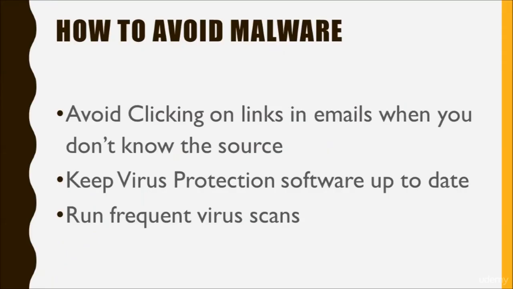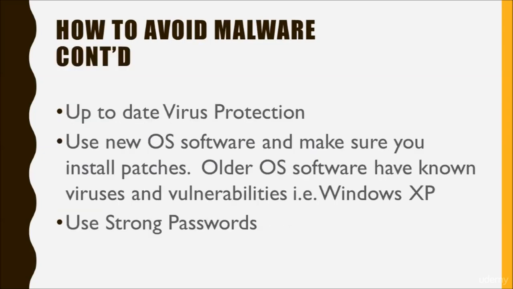How to avoid malware? Avoid clicking on links in emails when you don't know the source of the email. Keep virus protection software up to date and always run frequent virus scans. Update virus protection. Use new operating software and make sure you install the patches. Older software has known viruses and vulnerabilities, like Windows XP.